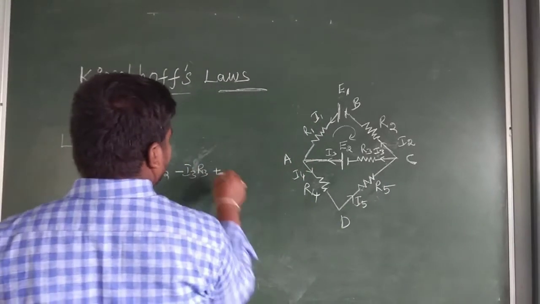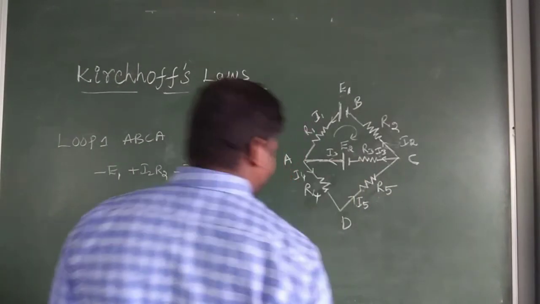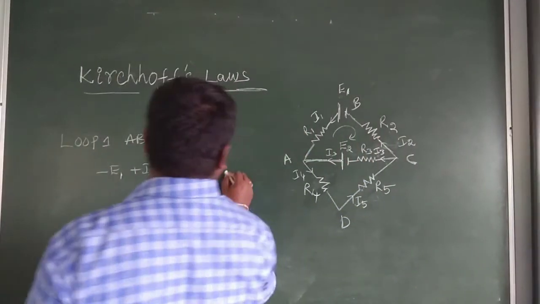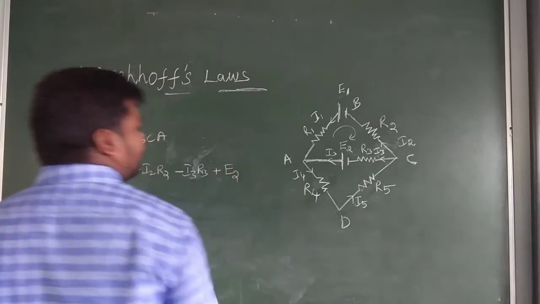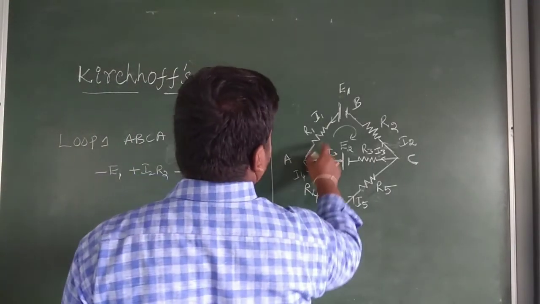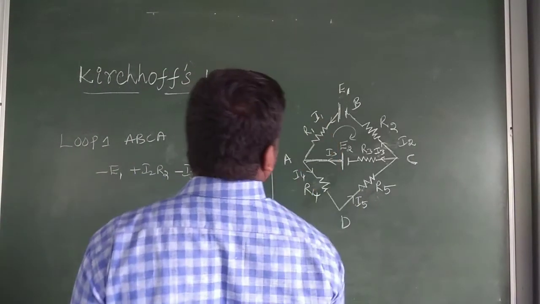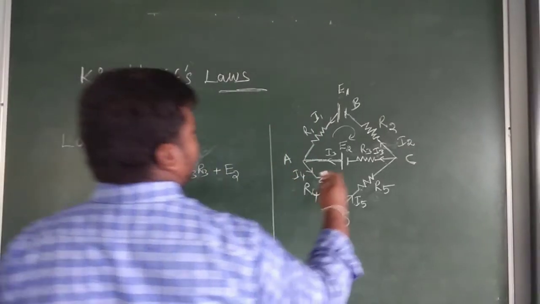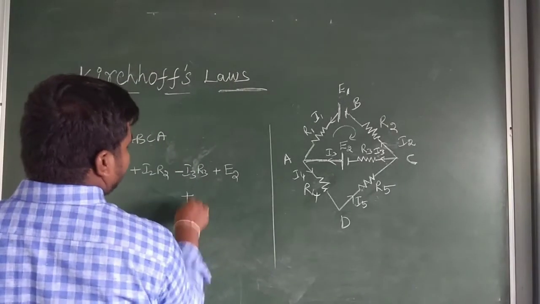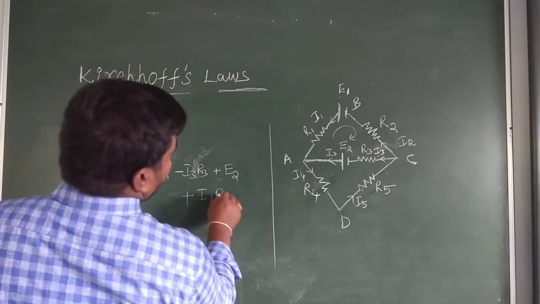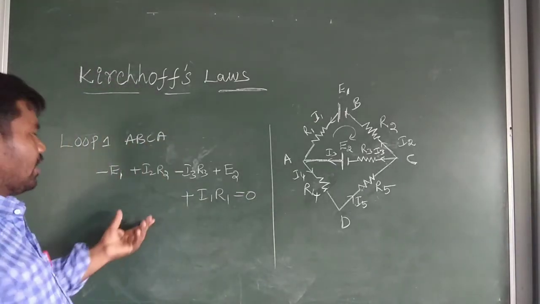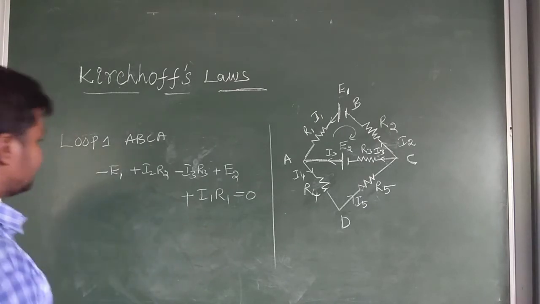Here we have one EMF, that is E2. The direction is towards the positive terminal, means we get plus E2. And we have another resistor R1 and current is I1. So the direction is opposite to the current direction. Here we have to take positive, plus I1 R1 is equal to 0. According to the law, we have to take like this.